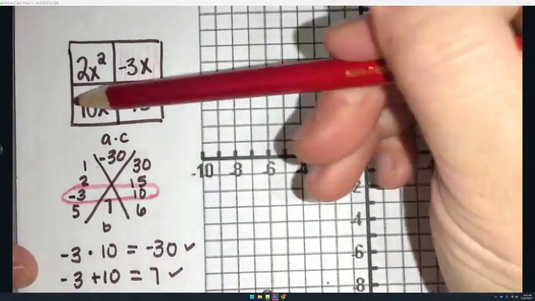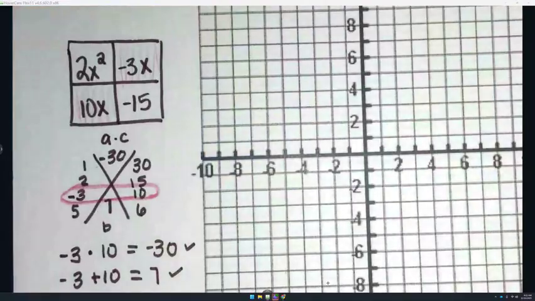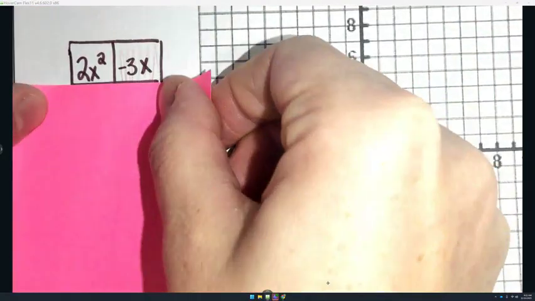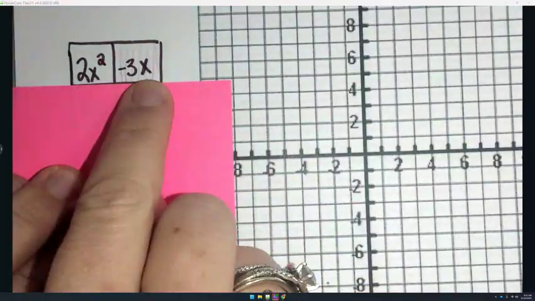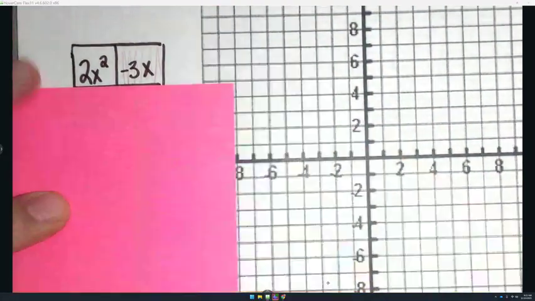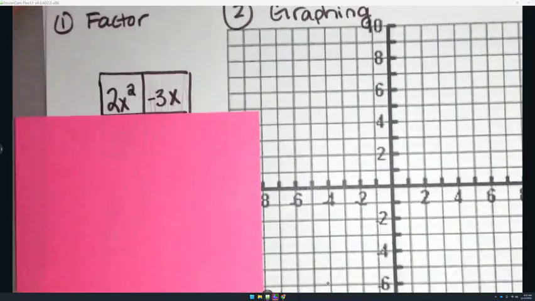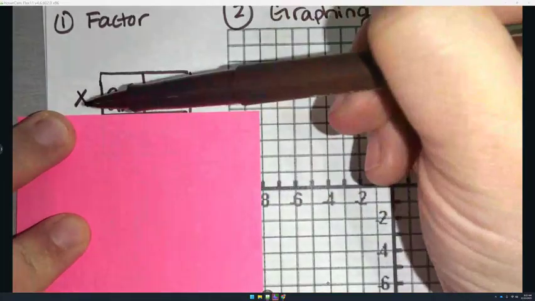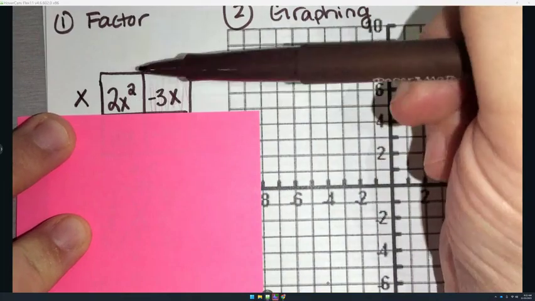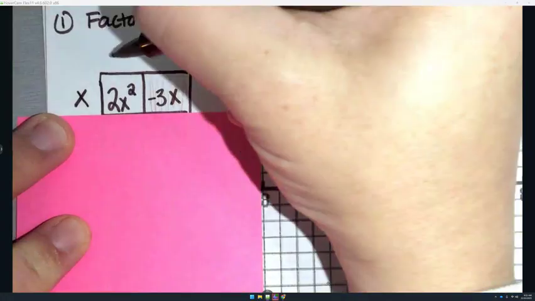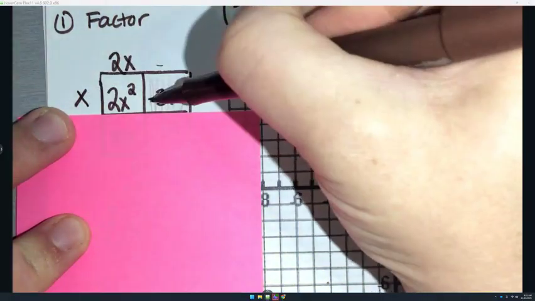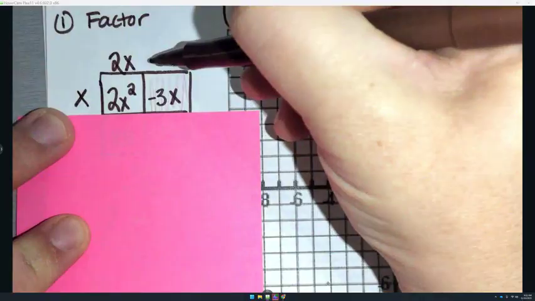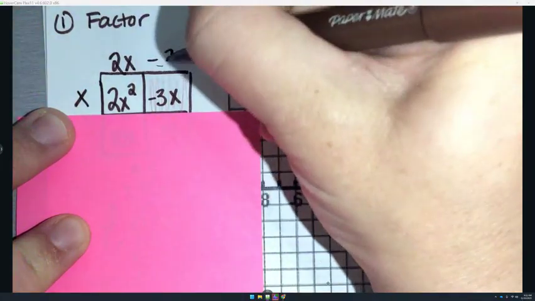Okay. Now what I like to do is cover up the bottom row, and we're going to find the GCF, the greatest common factor of both of these terms. What do they have in common? Just an x. Very good. Now, if I were to multiply the outside of this box times the top of it, it needs to give me 2x squared. So what is this going to be? X times what gives you 2x squared? 2x. X times what gives you a negative 3x? Negative 3. Good.